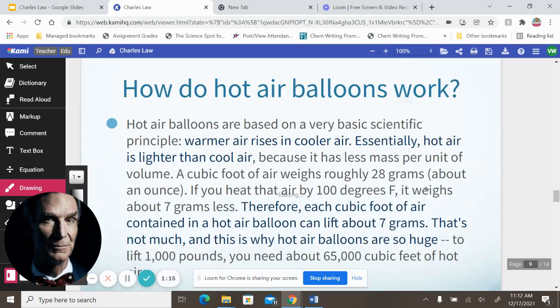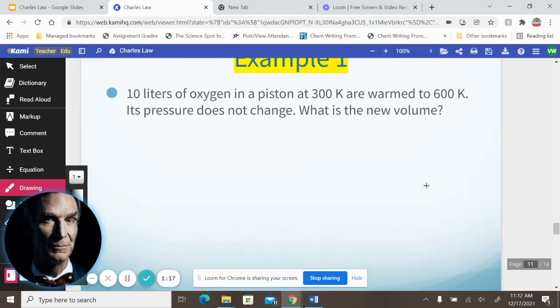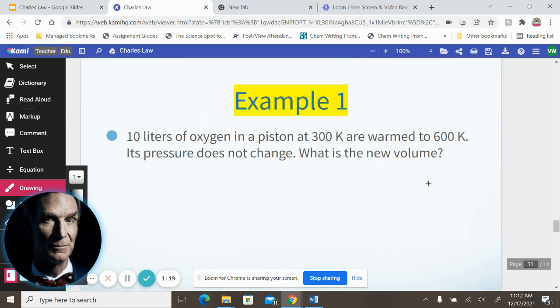Okay, so we're going to scroll down to the first example. And it says 10 liters of oxygen in a piston at 300 Kelvin are warmed to 600 Kelvin. Its pressure does not change. What is the new volume?